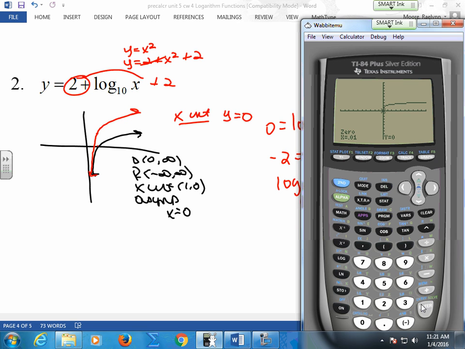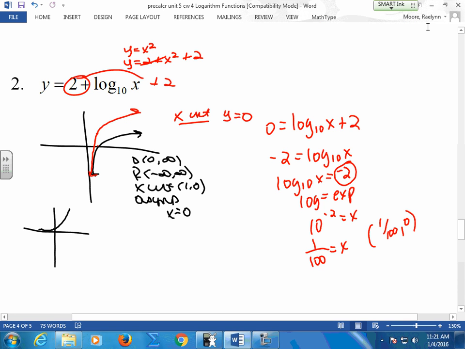We had the same problem when we did your exponential curves, because your exponential curves on your calculator did not get that close over here. It always looked like it stopped there, but it didn't. So the color ones are a lot nicer when it comes to that. So we're going to say this has a vertical shift up 2 units.